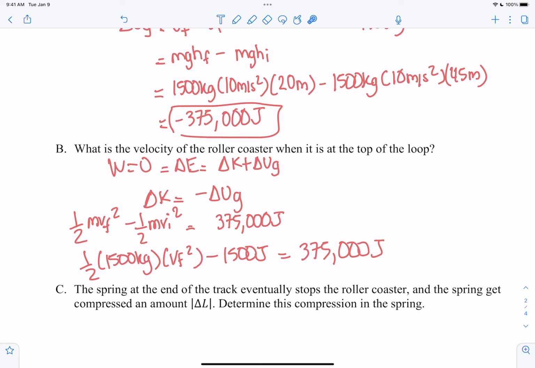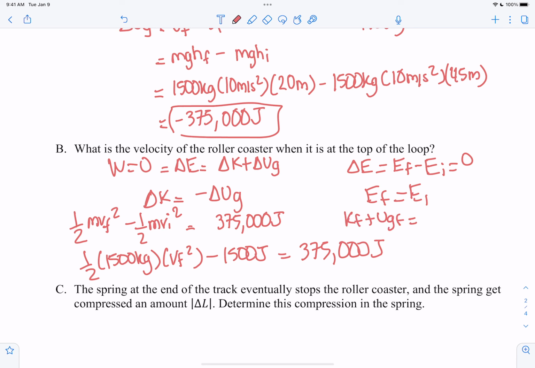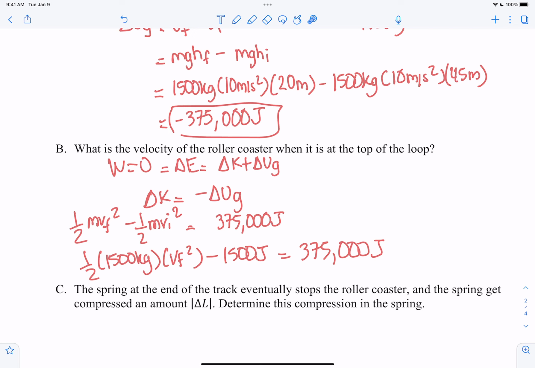But even if you are unsure about how all this works, it's maybe a little bit easier to just go ahead and do that. You have a change in energy, that's EF minus EI. And if that's equal to 0, then EF is equal to EI. And so let's say KF plus UGF is equal to KI plus UGI. And then you can figure things out that way. So either way kind of works, but maybe the second way is a little bit easier because it just eliminates the idea of messing up negative signs and stuff.